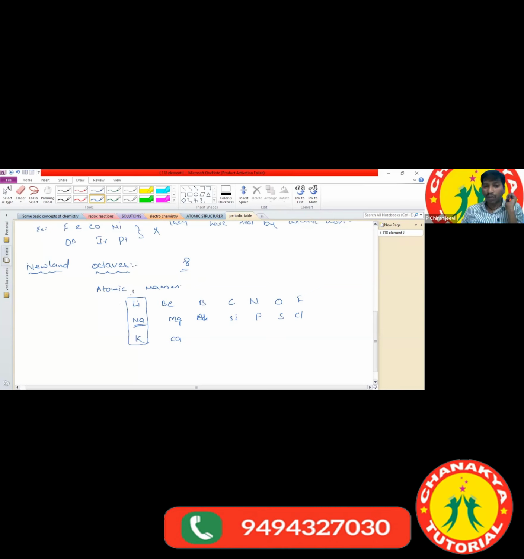In the musical notes, how do we get it? Sa, re, ga, ma, pa, da, ni. Again, next you will get sa only. So since the eighth musical note is repeated, elements are also repeated at the eighth. Every eighth element shows similar properties with the first one. Clear? But this classification is applicable up to calcium only. After calcium, it is not applicable because the elements have different atomic masses.